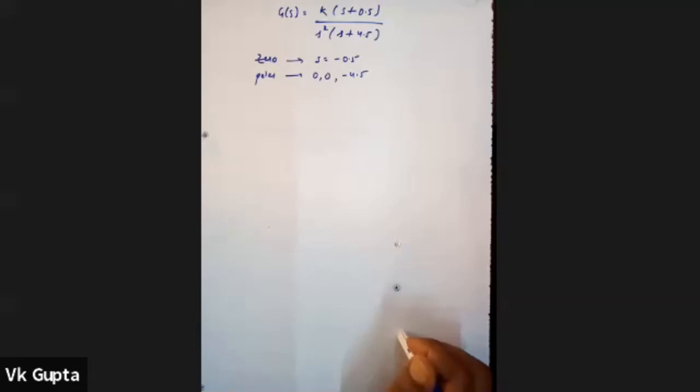Now that is the starting point. We have only 1 zero, so one of the branches of the root locus will terminate at the zero, and 2 branches will terminate at infinity. So please write all this in step number 2: the starting point of a branch and the terminating point of a branch.